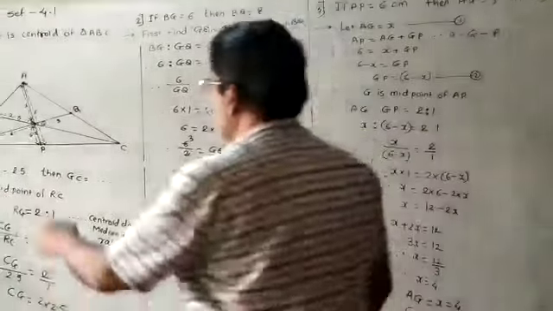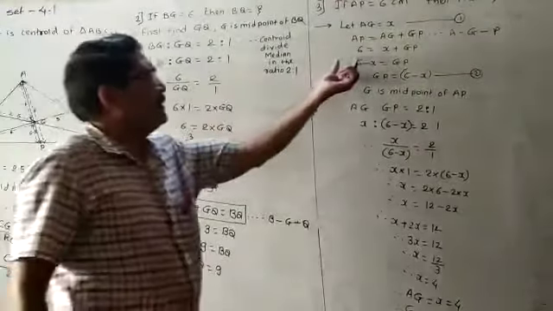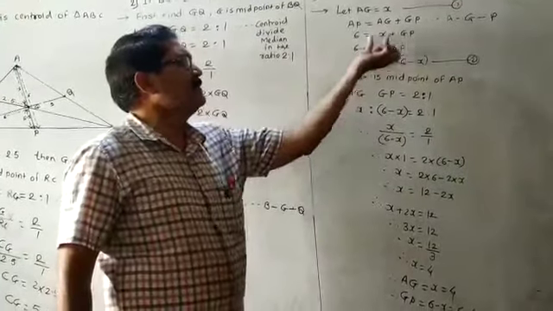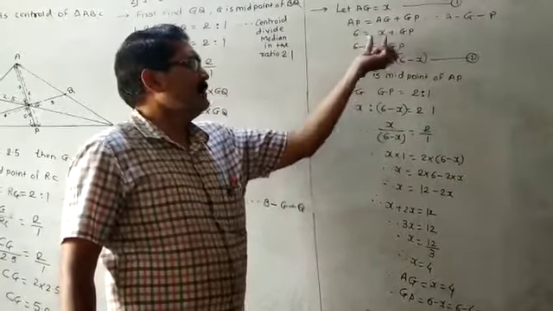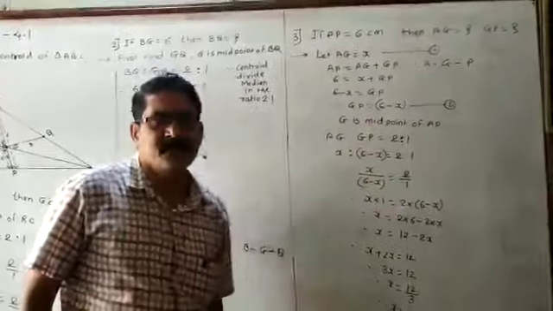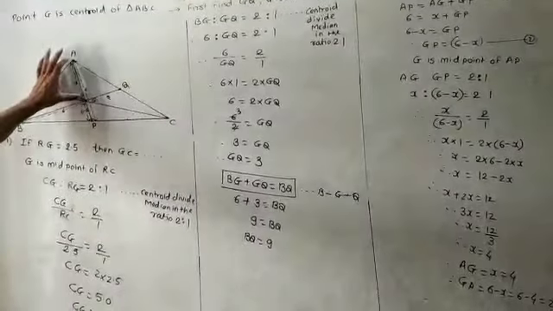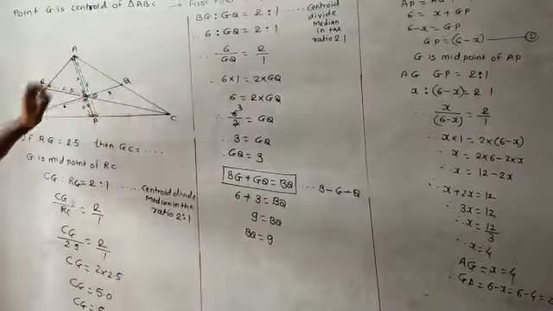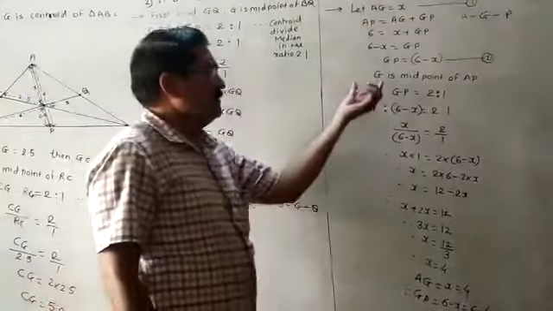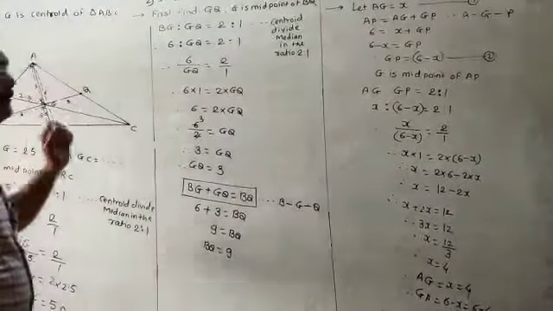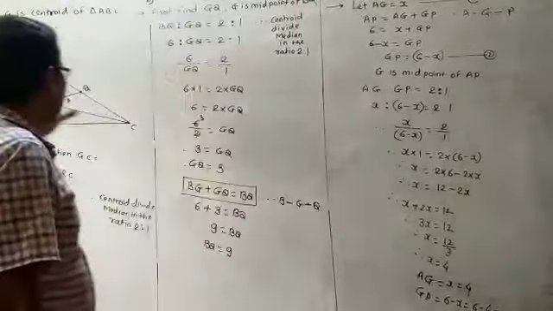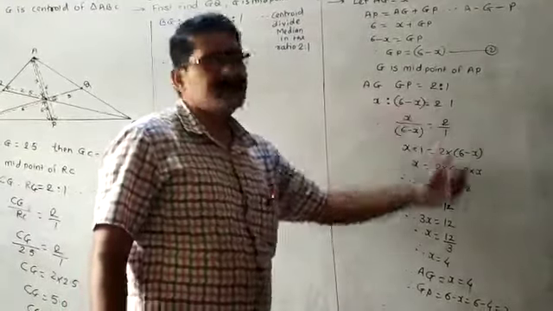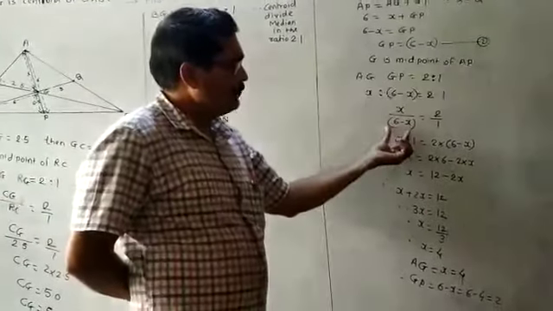So AP is equal to 6 units, AG is equal to X, and you have to find out GP. To find GP, transpose this X this side: plus X becomes minus X, and GP is equal to 6 minus X. Then G is the midpoint of AP. Then AG is to GP is equal to 2:1. X upon 6 minus X is equal to 2 upon 1.